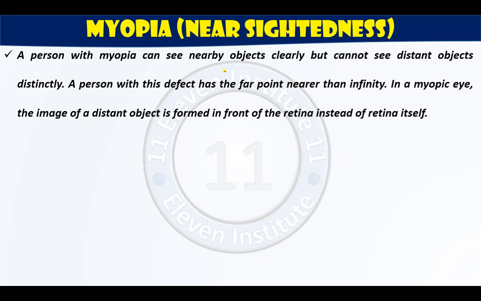That image should be formed on retina in normal cases, but for a person having myopia, that image is formed before retina.